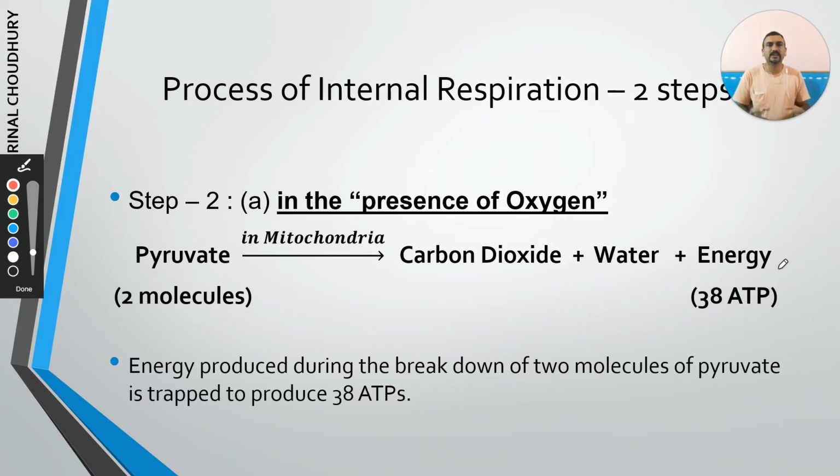This energy can be trapped to form 38 molecules of ATP. So the ATP is known as the energy currency. Please understand this. ATP is known as the energy currency. All this energy which is produced is trapped by the ATP molecule. So the amount of energy that is produced can be overall trapped by 38 molecules of ATP.